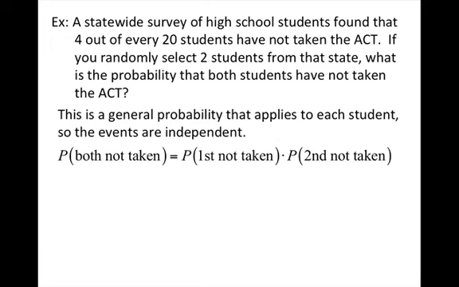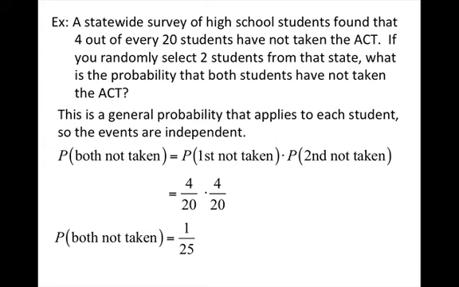I apply that general statistic to each student. So each student has a 4 out of 20 chance of not taking the ACT. So the probability that the first student hasn't taken the ACT is 4 out of 20, and the probability that the second student hasn't taken the ACT is 4 out of 20. So the probability that both students have not taken the ACT is 1 out of 25.